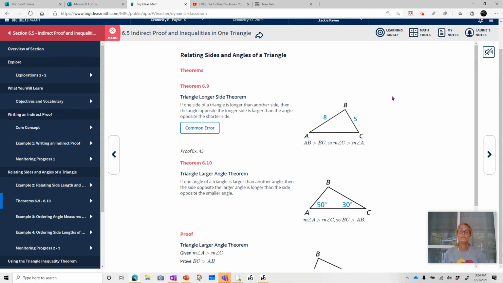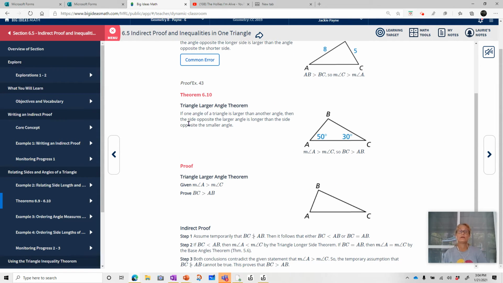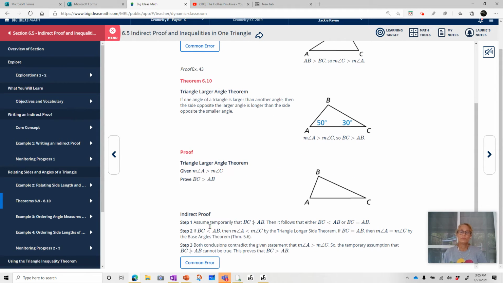Our other theorem is the converse. If you have an angle of a triangle larger than another angle, then the side opposite the larger angle is longer than the side opposite the smaller angle. See how A is 50? That means BC is bigger than the side across from 30, which is AB. BC is greater than AB. That's an inequality. There's a proof here. Like I said, we're going to do it in our notes, so I'm going to save that.